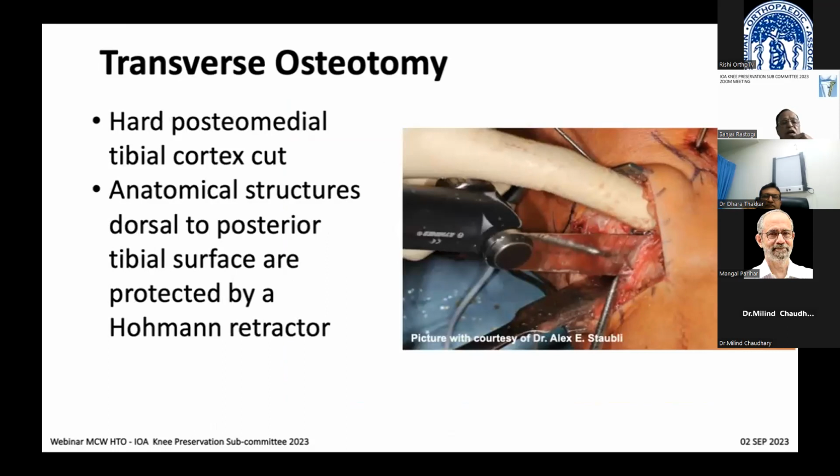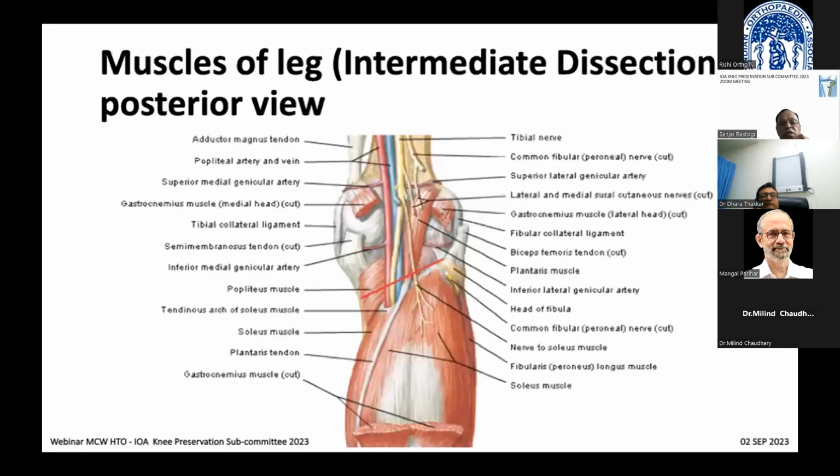We must cut the hard posterior medial tibial cortex first, and the posterior anatomical structures are protected by the retractor, which is put anterior to the popliteus muscle to protect the neurovascular bundles. So this is the popliteus muscle, and this is the neurovascular side of the osteotomy. The retractor is anterior to it.